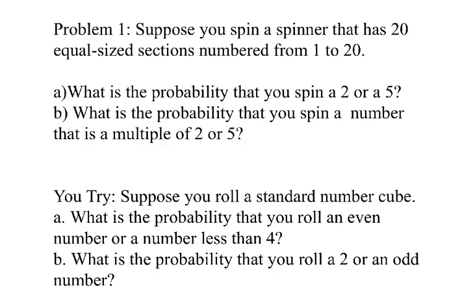All right, so let's look at problem 1. Suppose you spin a spinner that has 20 equally sized sections numbered from 1 to 20. First, A, what is the probability you spin a 2 or a 5? And B, what is the probability you spin a number that is a multiple of 2 or 5? I'm going to go to a blank slide so you guys can work this out. Instead of drawing a spinner with 20 sections, I'm just going to list off 20 numbers from 1 to 20.